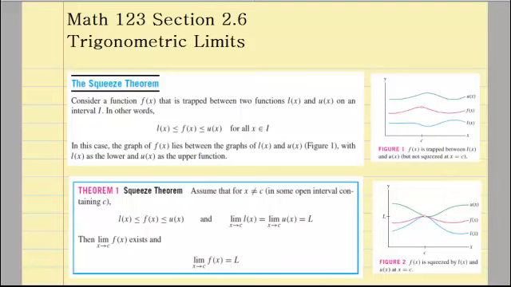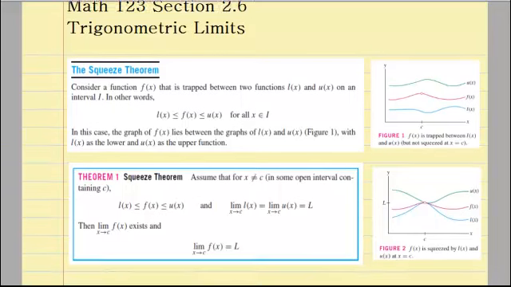In section 2.6, we're going to be looking at trigonometric limits, and so vital to this discussion will be knowledge of your unit circle, knowledge of your trig ratios like tangent equals sine over cosine, etc., and also a few key theorems. The first of these theorems that we're going to look at is called the Squeeze Theorem.